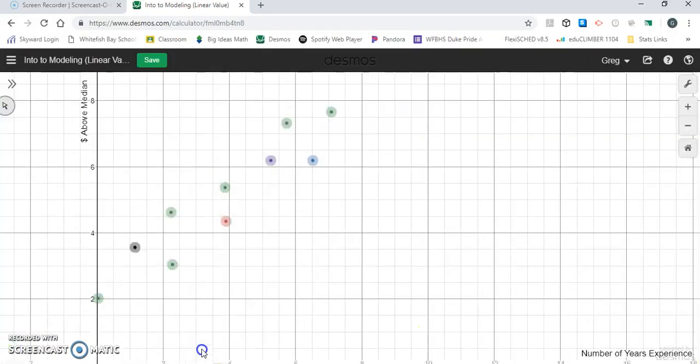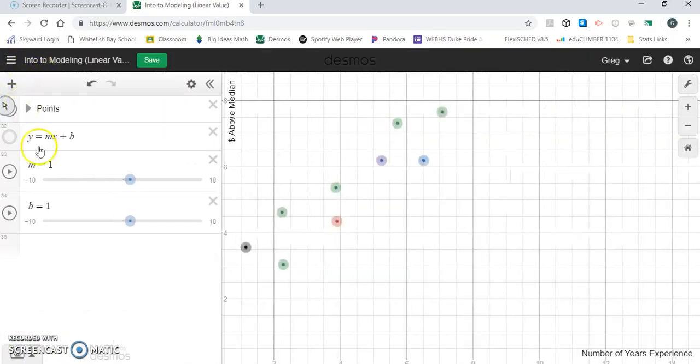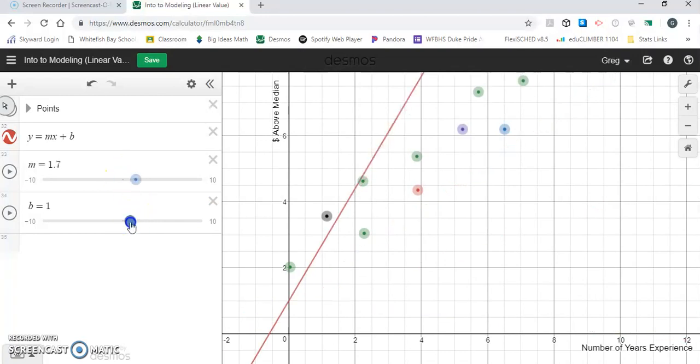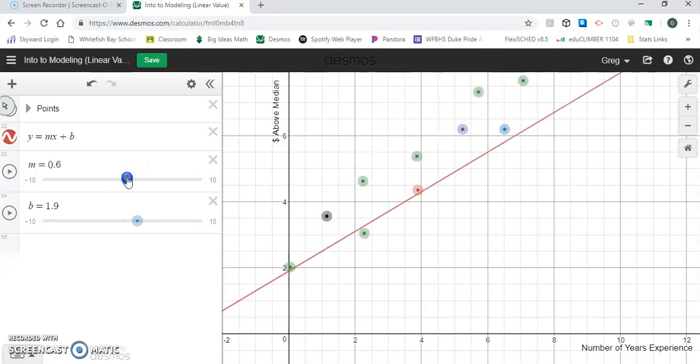I'm going to go back to my computer to model that for a second here. I can adjust this line to fit that data. So what's the y-intercept? What's the slope? Maybe the y-intercept, I want it to start at that 2 value there. And then maybe the slope needs to be a little less steep.